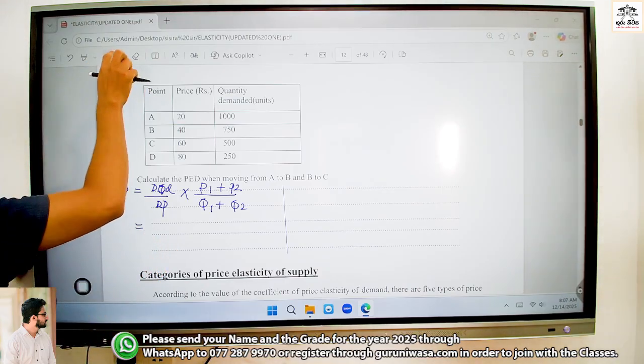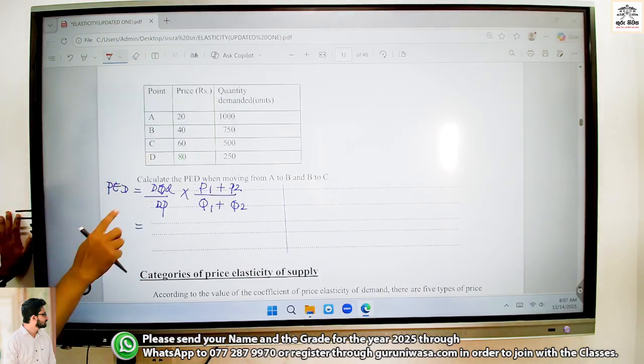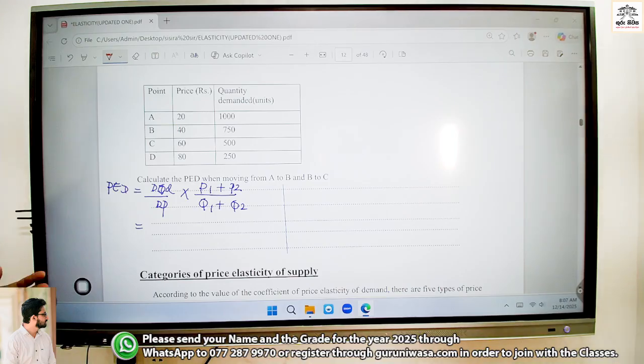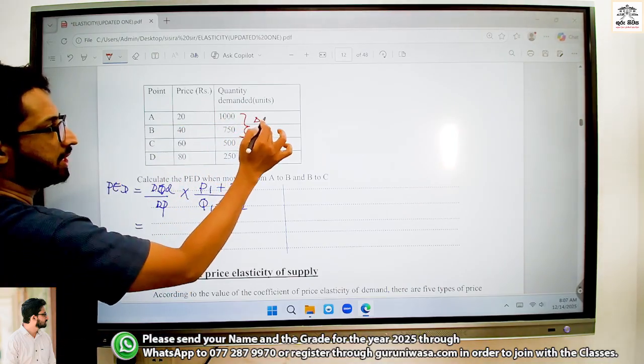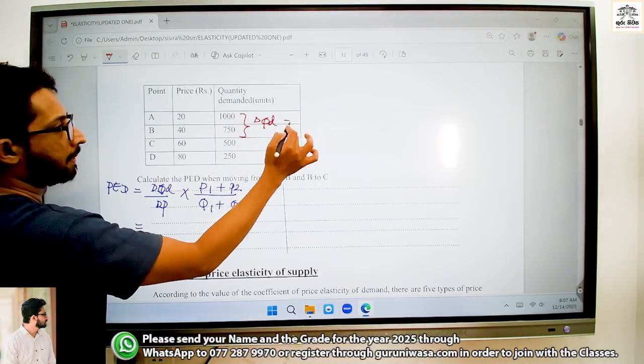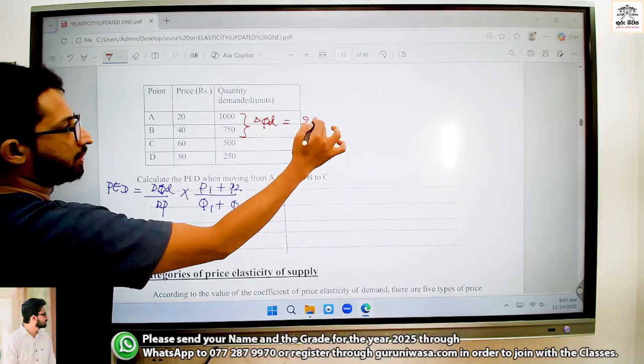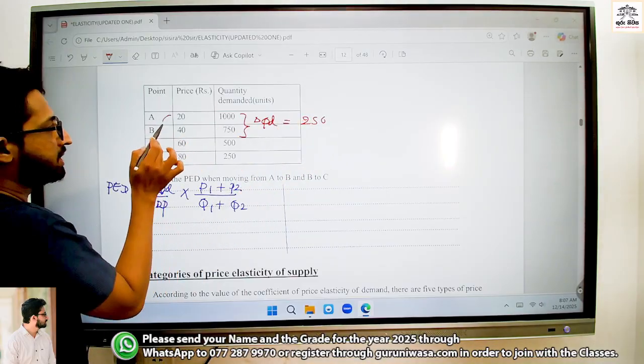When moving from A to B, delta QD over delta P, you can calculate. Delta QD, how much? 250. 250, very good. Change in price?